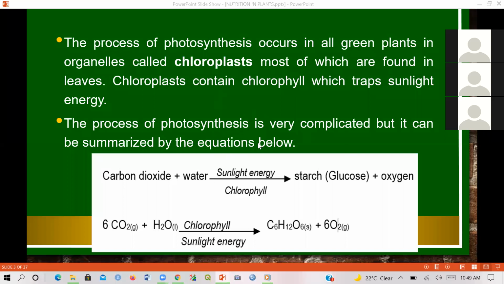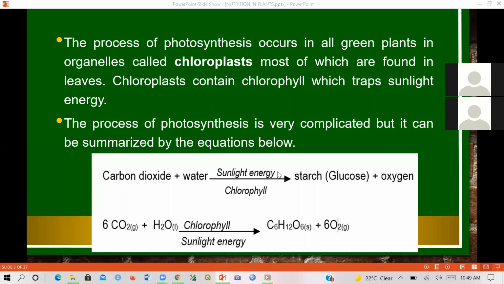So the process of photosynthesis is not as simple as we look at it in this definition, in this equation here. It is something very complex, but we can summarize the entire process in just one equation. During photosynthesis, we add carbon dioxide to water using sunlight energy trapped by chlorophyll to make starch and glucose. So this is the equation for photosynthesis.